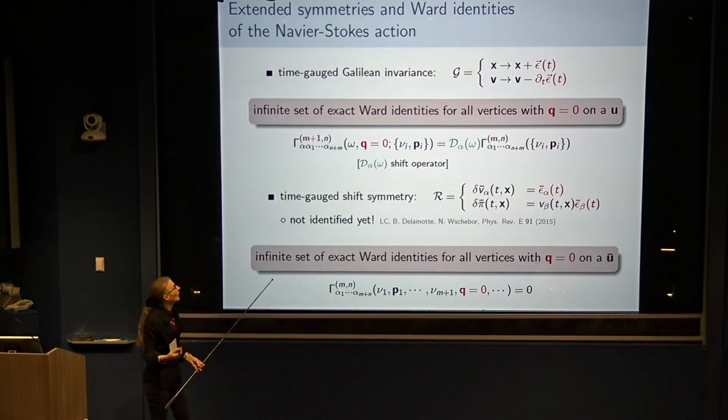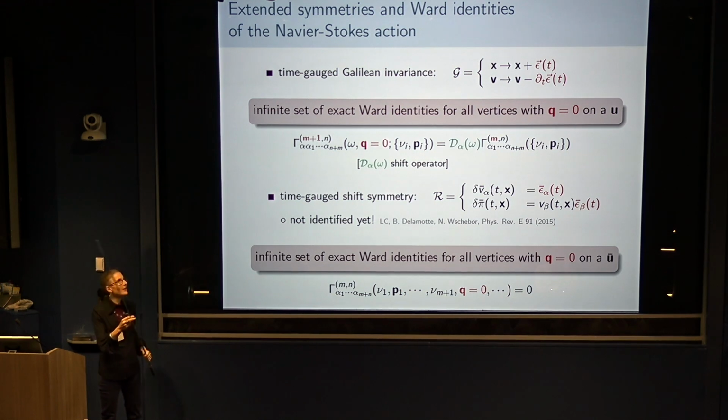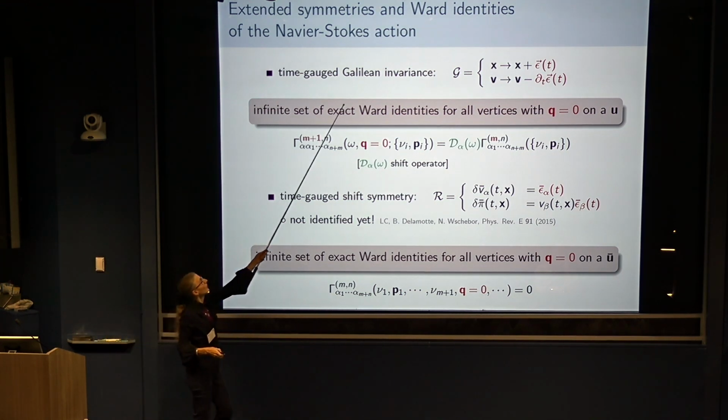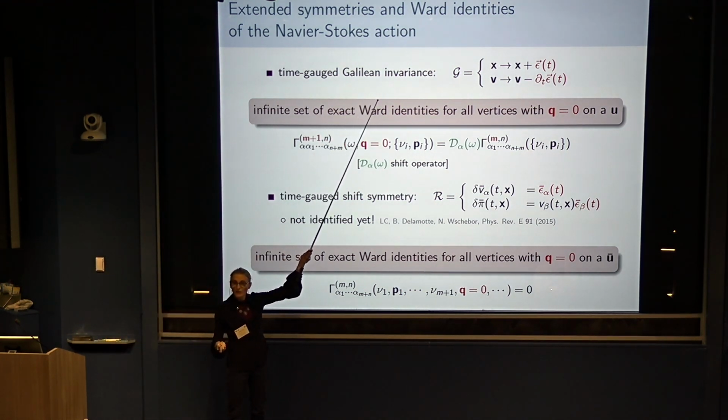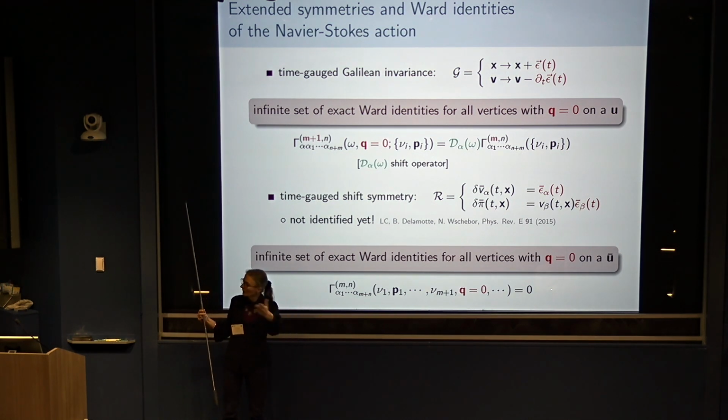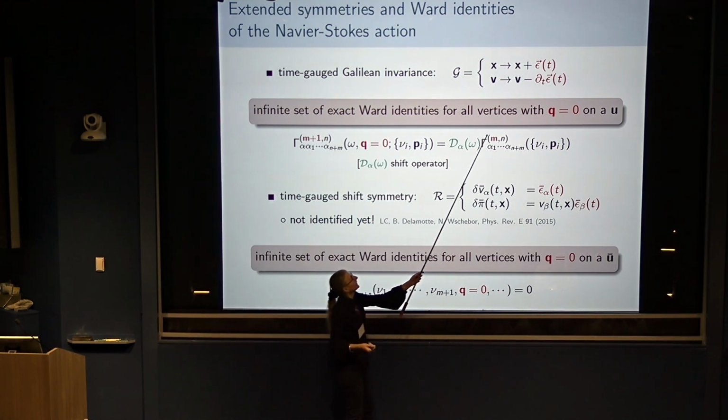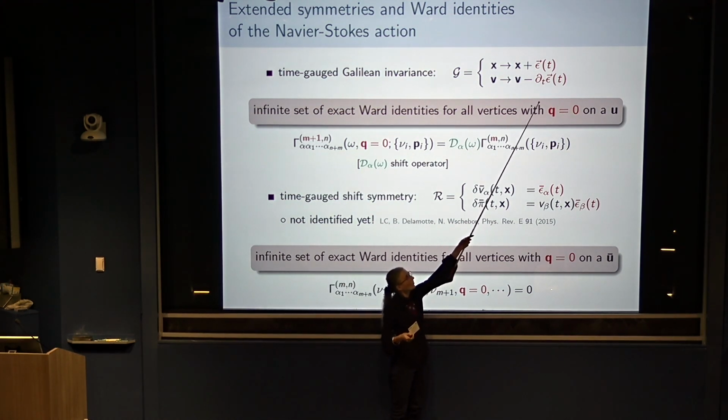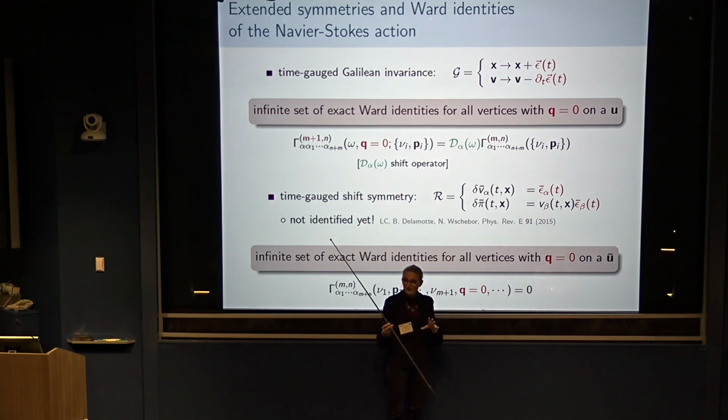Okay, so let me tell you what these symmetries are now. The first one, well, we start from something which is very, very well known, Galilean invariance. So it means you just add a constant velocity to all the velocity of your fields. Okay? But you can allow, in fact, this velocity, instead of being a constant, to be time-dependent, okay, but infinitesimal.